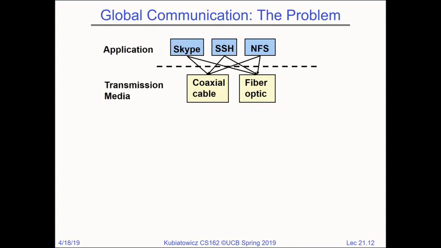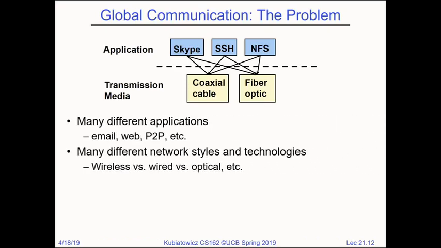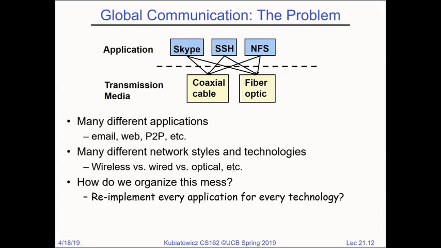Okay, so one of the big problems with global communication is really one of matching of disparate functionality. So you have at one level applications, Skype, SSH, NFS, whatever, and then you've got transmission types like coaxial cables and fiber optics and whatever. And how do you make this work? Do you have to give a different interface when Skype talks to a cable versus a fiber optic system? Think about that for a moment. That would be pretty bad, right? Many different applications, many different network styles and technologies, wireless, wired, optical, etc. How do we make this mess work?